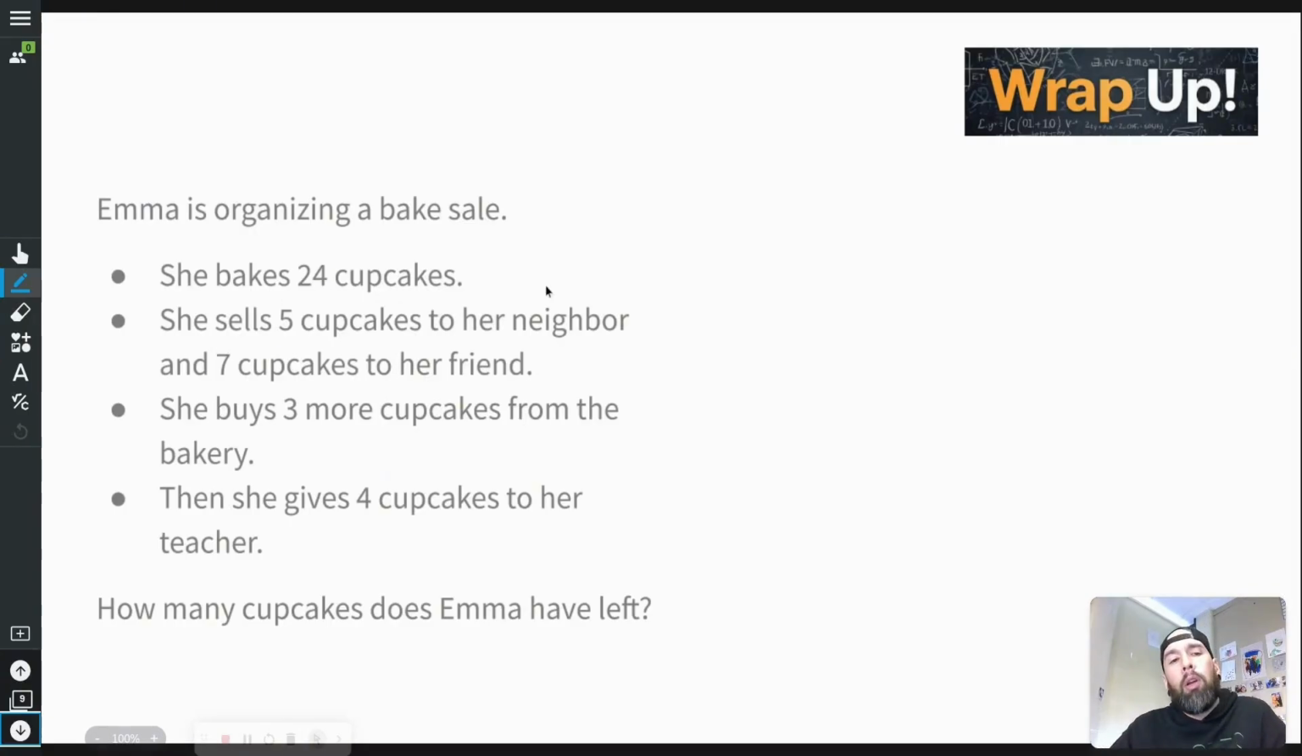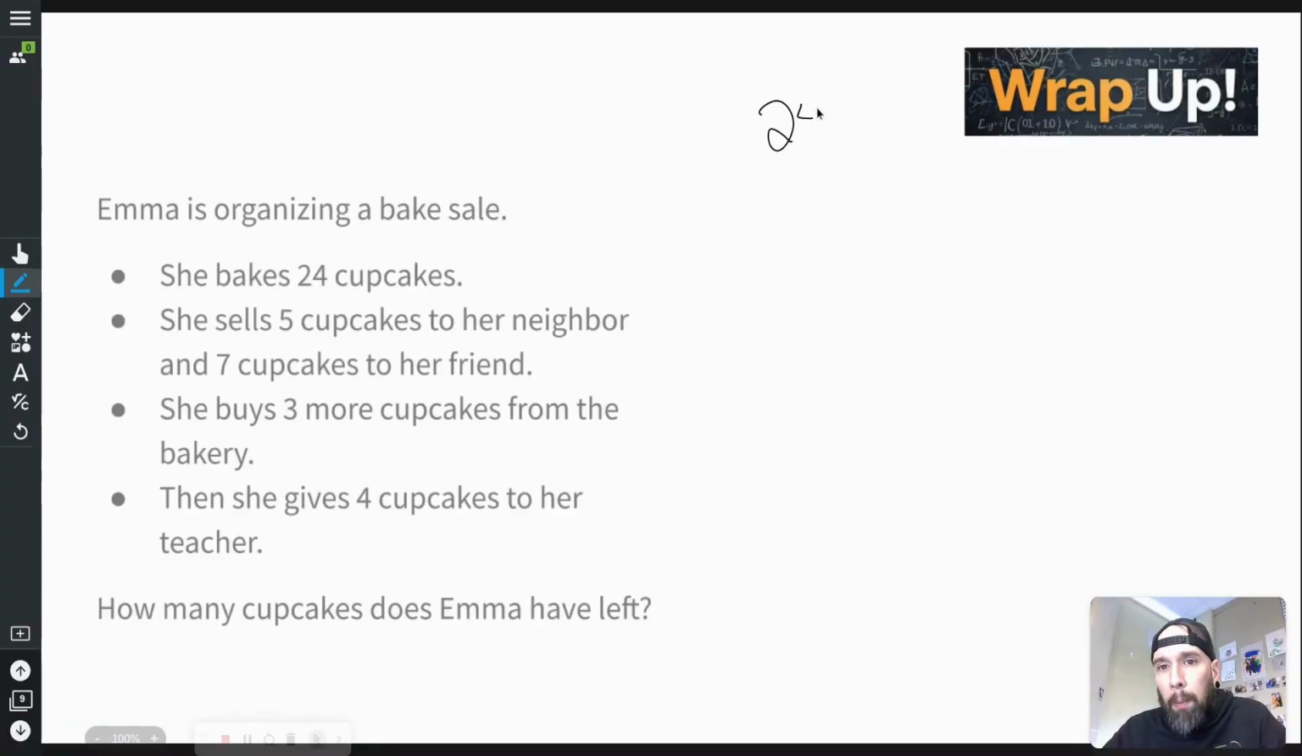Emma is organizing a bake sale. She bakes 24 cupcakes. She sells 5 cupcakes to her neighbor and 7 cupcakes to her friend. She buys 3 more cupcakes from the bakery, then gives 4 cupcakes to her teacher. All right, how many cupcakes does Emma have left?